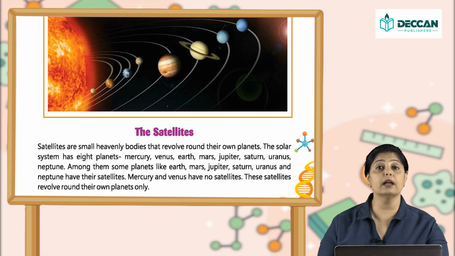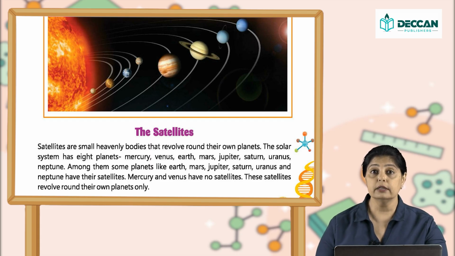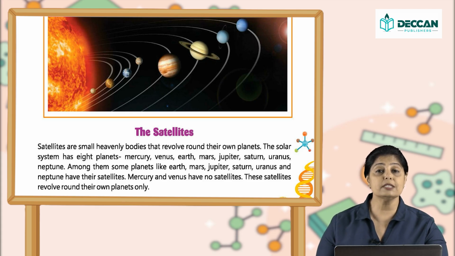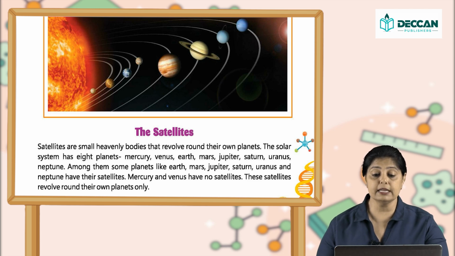Satellites are nothing but heavenly bodies that revolve around their own planet, like the moon. It revolves around the earth, which is its planet. Likewise, every planet can have its own moons, and the moon is the satellite of the earth. Now the solar system has 8 planets: Mercury, Venus, Earth, Mars, Jupiter, Saturn, Uranus and Neptune. Among them, Earth, Mars, Jupiter, Saturn, Uranus and Neptune have satellites. Mercury and Venus do not have any satellites of their own.